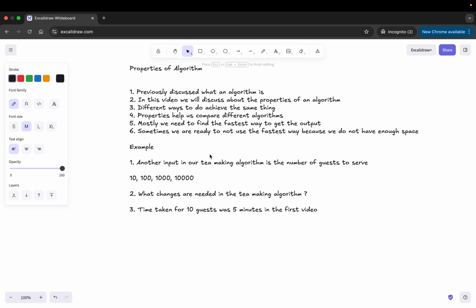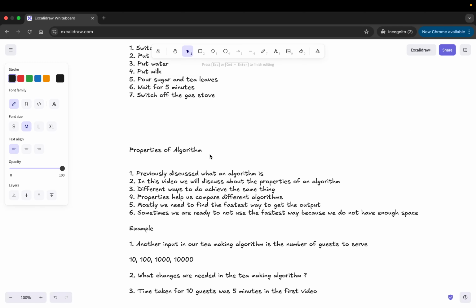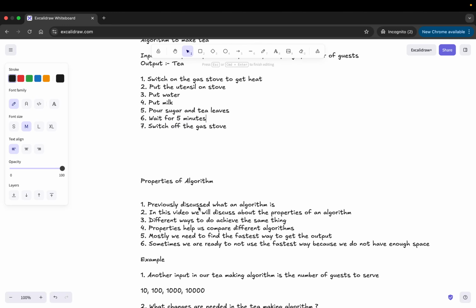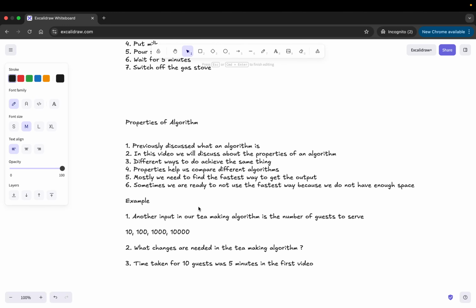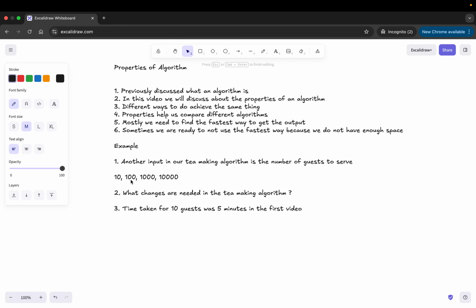So let's understand the properties of algorithm with an example. Like we have added another input in our tea making algorithm, which is the number of guests to serve. Assume that we have put it on the gas stove and waited for 5 minutes. This is for like 10 guests. A normal small utensil will be able to handle it. But you are having a restaurant. Sometimes you have 100 people who want tea at the same time. Sometimes you have 1,000 people, and sometimes you have 10,000 people who want to have tea at the same time, and you need to prepare it.